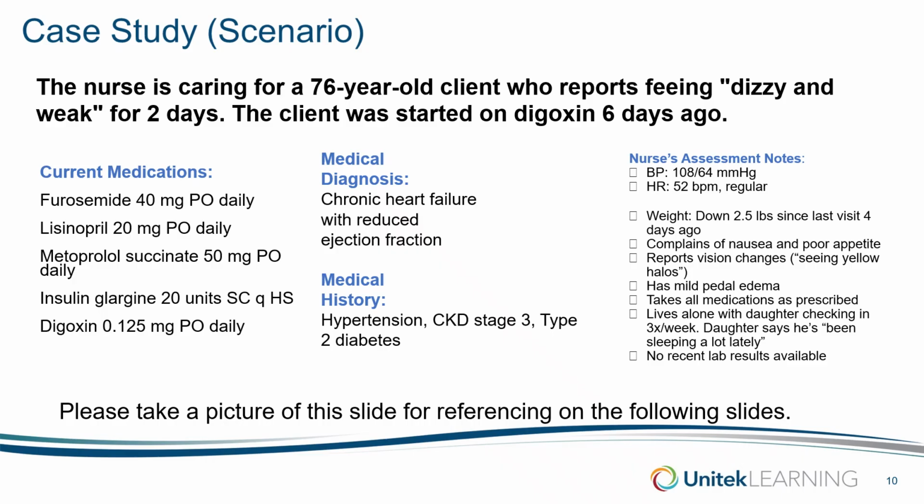Please take time to study the client that we're going to be caring for. This is a 76-year-old client who reports feeling dizzy and weak for 2 days. The client was started on digoxin 6 days ago. Please take time to look at the current medications and know what they're used for and understand the dosages. Please take time to look at the medical diagnosis and the medical history of this client. Please take time to review the assessment notes prior to answering any questions regarding this client.